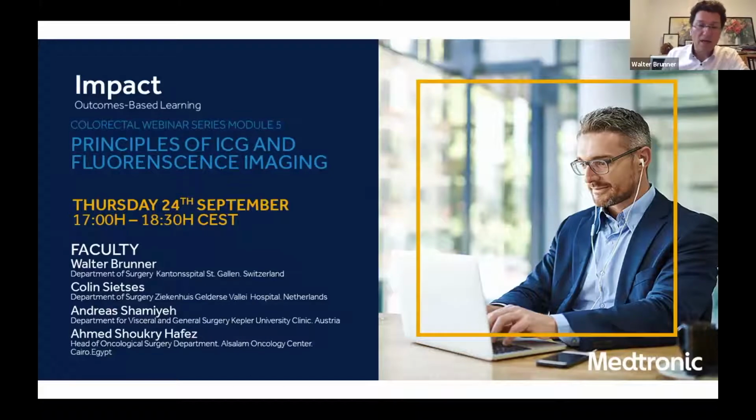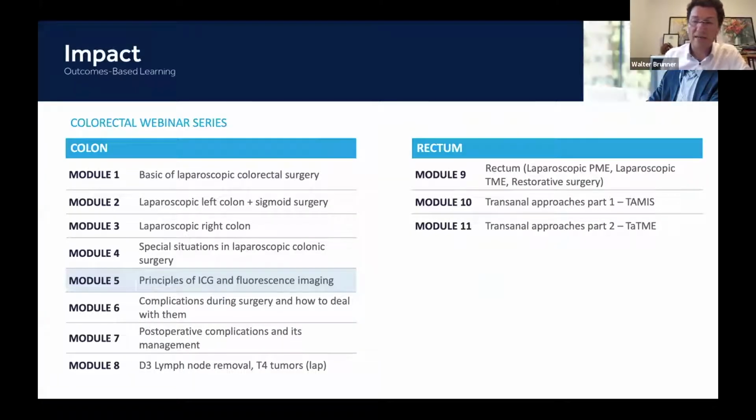As you see, we have 11 modules overall. We started in June this year with module 1, basics of laparoscopic colorectal surgery. We went through the laparoscopic left colon and sigmoid surgery, also the right colon. Then 2 weeks ago, we focused on special situations in laparoscopic colonic surgery. Today, the principles for ICG and fluorescence imaging will be covered. Then, always on Thursday afternoon at 2 to 3 weeks distance, modules 6, 7, 8 until 11 will follow, for more complex situations.